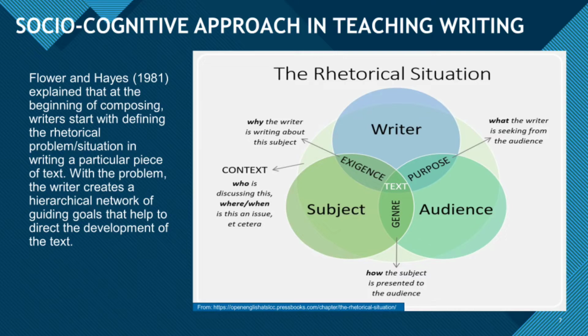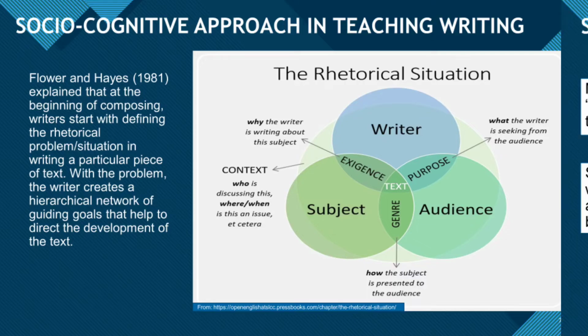Next is purpose. It answers the question, what is the writer seeking from the audience? Or what does the writer want the audience to believe, know, feel, and do? Finally, we have genre. It answers the question, how is the subject presented to the audience? It involves the style of the writing considering the context, subject, and the audience.